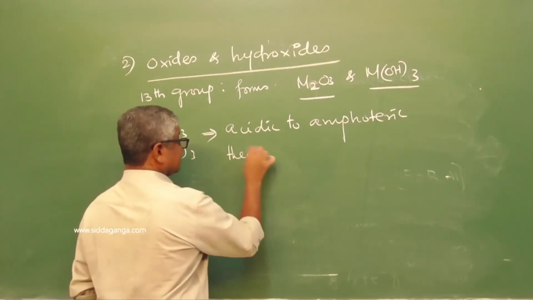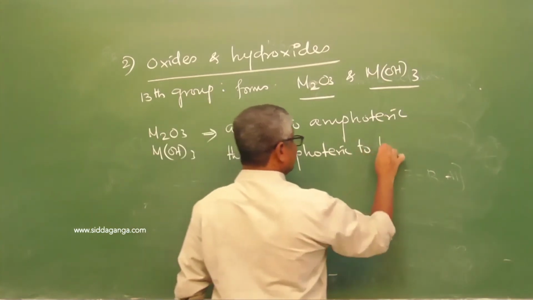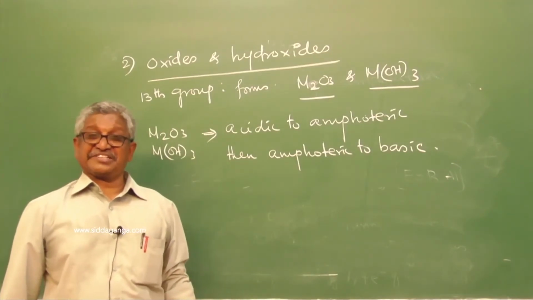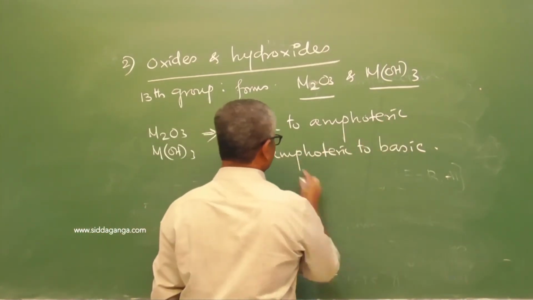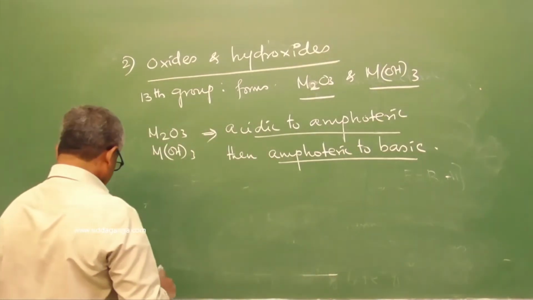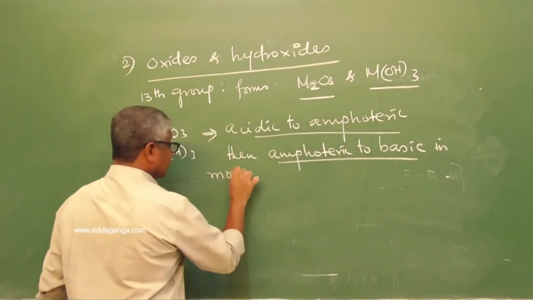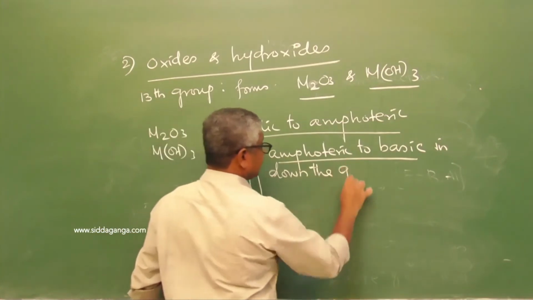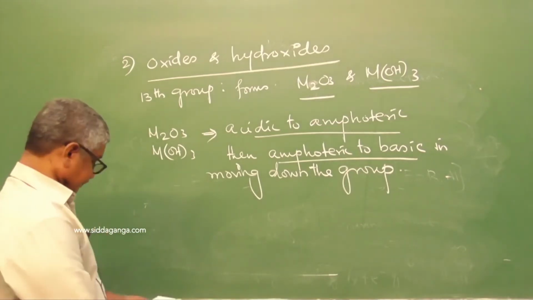Then amphoteric to basic. So the nature of the oxides and hydroxides is acidic to amphoteric, amphoteric to basic, becoming more basic moving down the group.